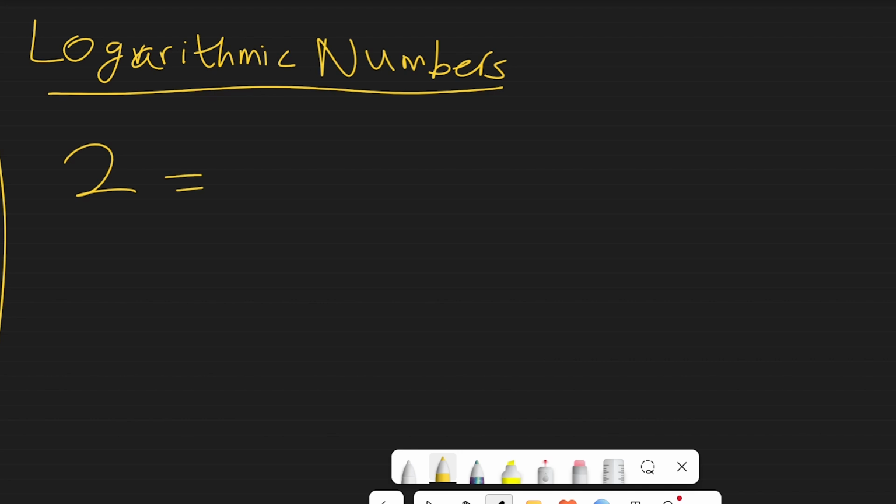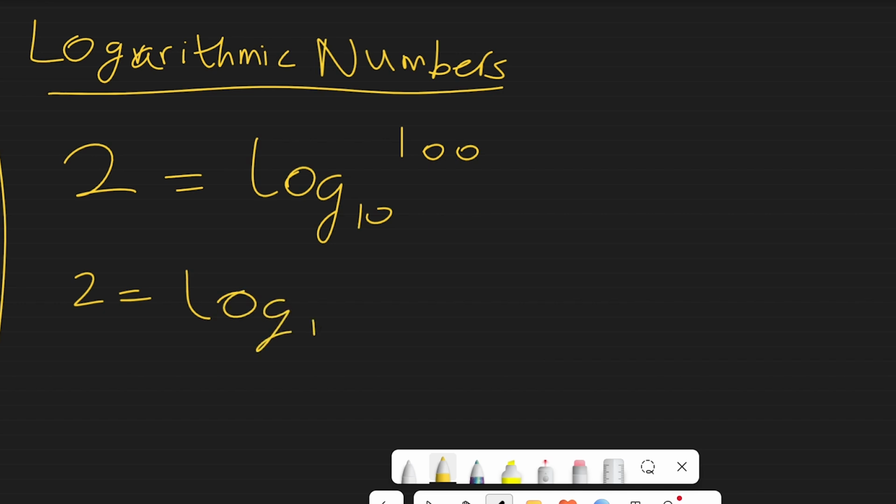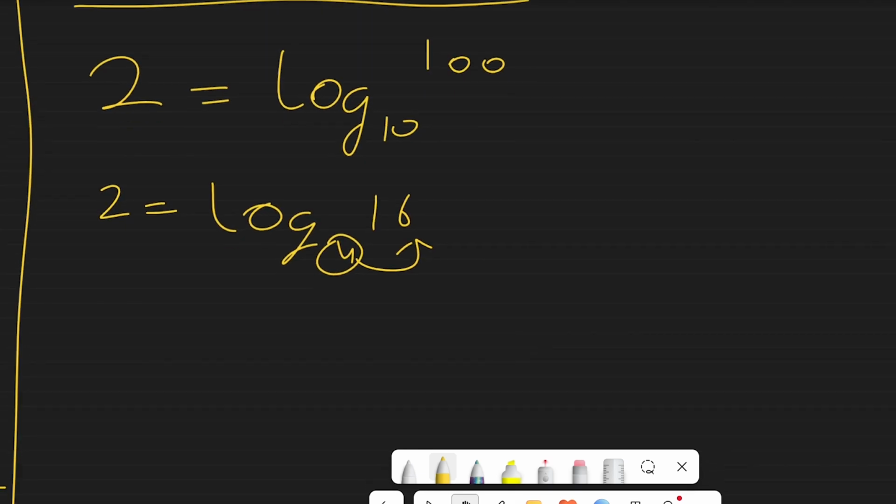Okay, so let's go to the power of 10. What is 10 squared? That is 100. So this is the basic representation of the number 2. 2 could also be equal to log of, let's say, 4 to 16. Basically, whatever the base is, I have to square it to get the power. And that is the representation of a logarithmic number.